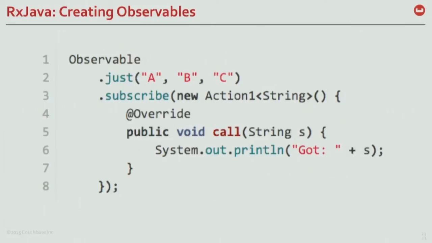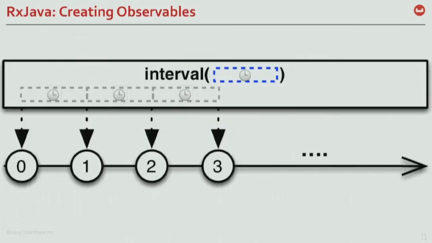In terms of code, this is how it looks. It's a static method. I give it three strings, and so the first two lines give you an observable of strings, and if you subscribe, then you start doing things, and that's another way of subscribing. You can define an action for everything that's happening, so it's just going to print got A, B, and C. There are many other ways to do observables.